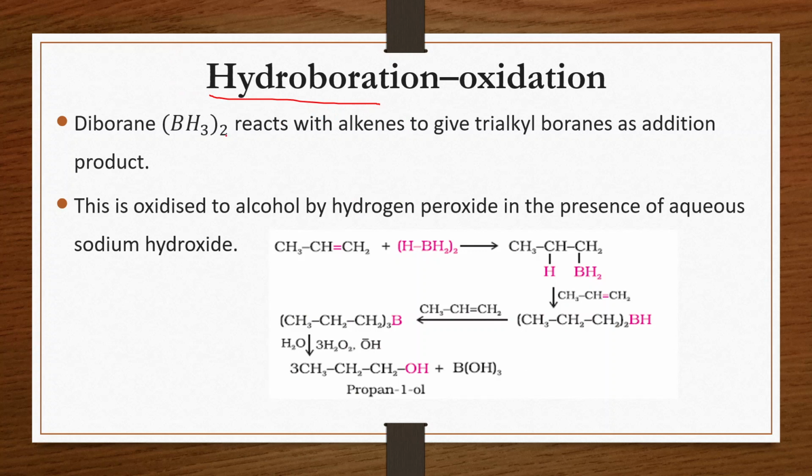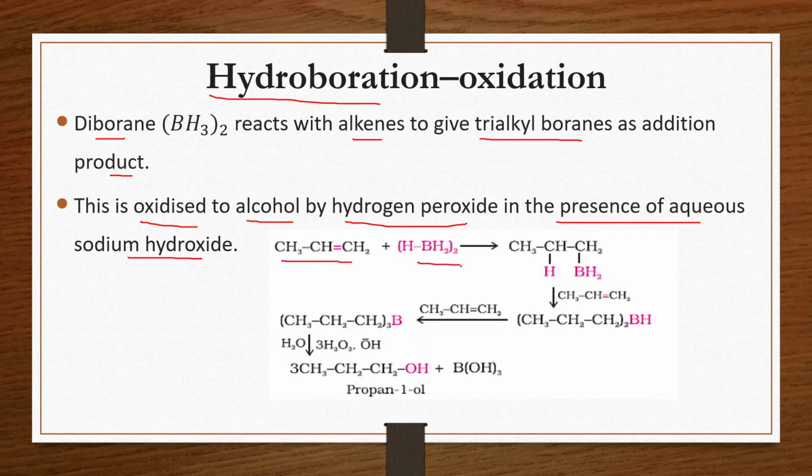Hydroboration oxidation. Diborane, BH3 twice, or we can say B2H6, reacts with alkenes to give trialkyl boranes as addition product. This is oxidized to alcohol by hydrogen peroxide in the presence of aqueous sodium hydroxide. The reaction can be represented. This is propene.